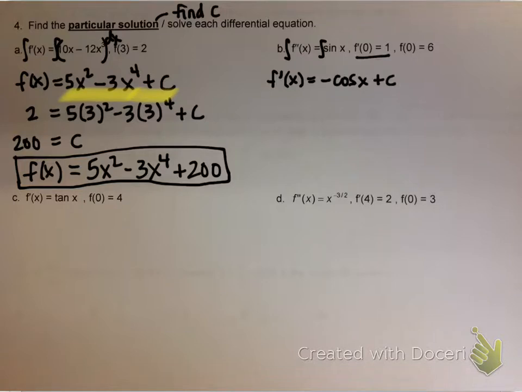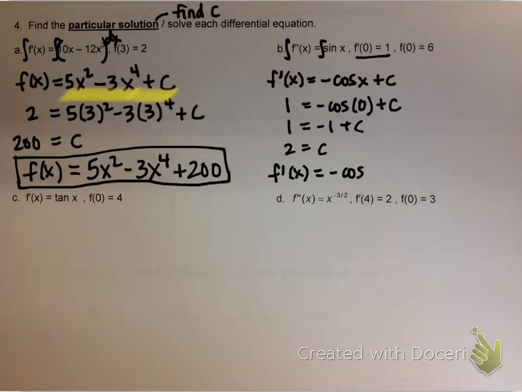And again, I have some information here that I can use. I know f prime of 0 equals 1. So my x is 0 and my y is 1, basically, although it's actually a y prime in this case. Okay, and then I can solve for c. Cosine of 0 is 1. 1 equals negative 1 plus c. And then I add 1 to both sides. Okay, so now I know that f prime of x equals negative cosine of x plus 2.